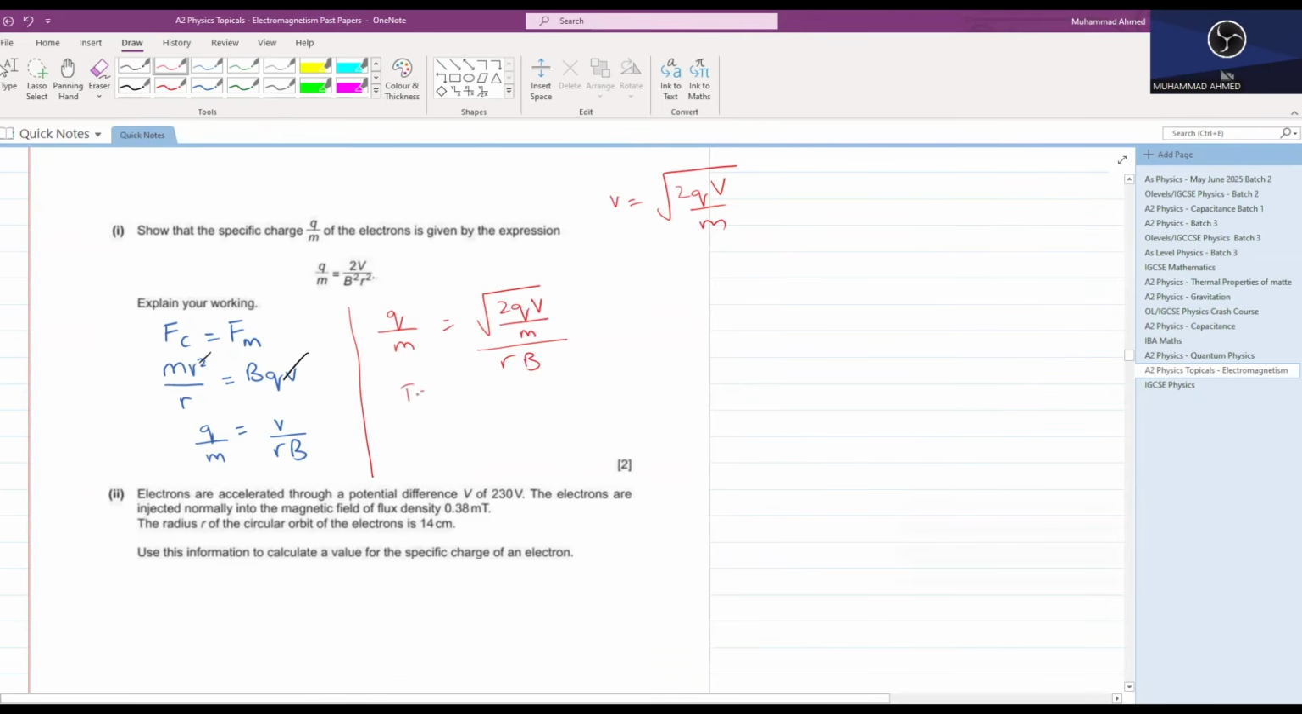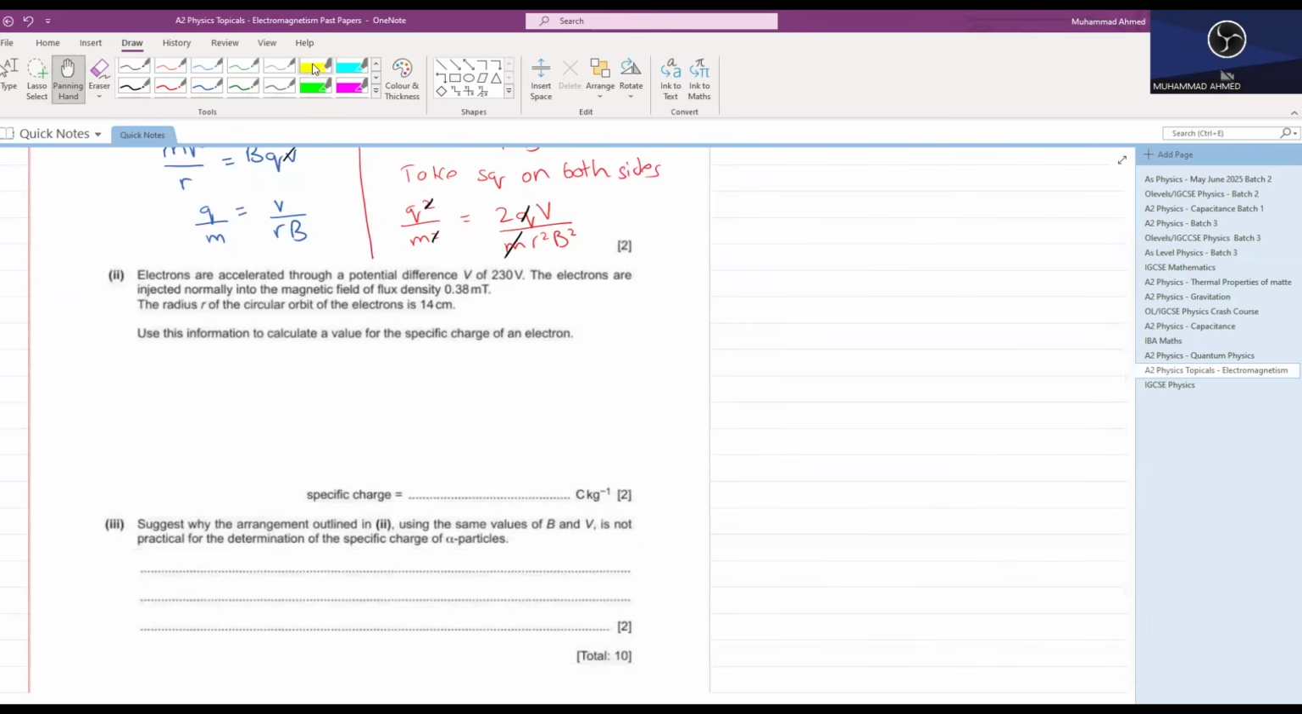Now let's take squares on both sides. This becomes q square over m square is equal to 2qV divided by m, over r square and B square. Is anything getting cancelled out? Yes, this q square will get cancelled out with this q, and this m square will get cancelled out with this m. What is your final answer? q over m is equal to 2V over r square B square. That is similar to the thing given in our question, so we have proved that.